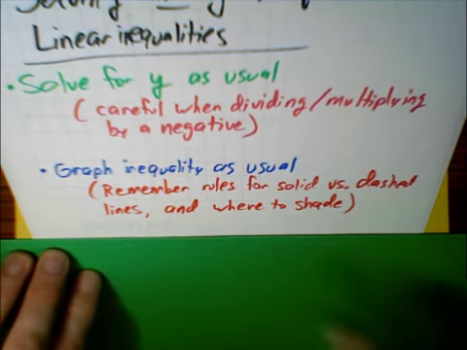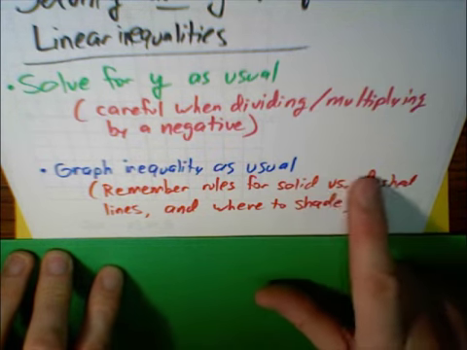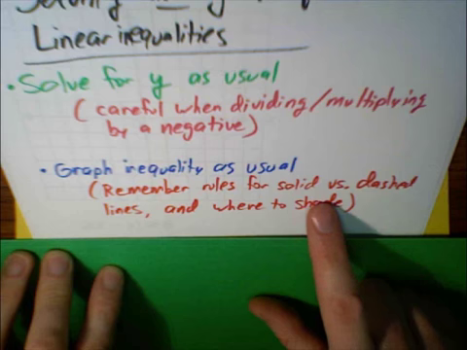Again, the caution is, remember your rules for solid versus dashed lines, and then also where you're going to shade, shading up or shading down. Let's try a couple examples.